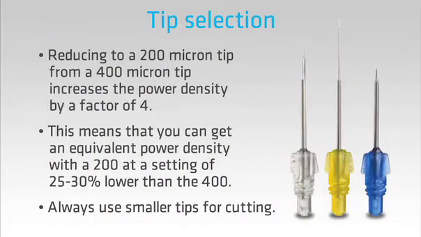Now let's think about which tip to select. Tips come in different lengths as well as in different sizes. Because of the inverse square law, changing to a 200 micron tip from a 400 micron tip halves the diameter of the laser spot and concentrates the beam, so it increases the power density by a factor of 4. When we change to a larger tip, the reverse is true. We spread the energy out in a greater space. This means you get similar power densities on tissues from lower power settings by using smaller tips.